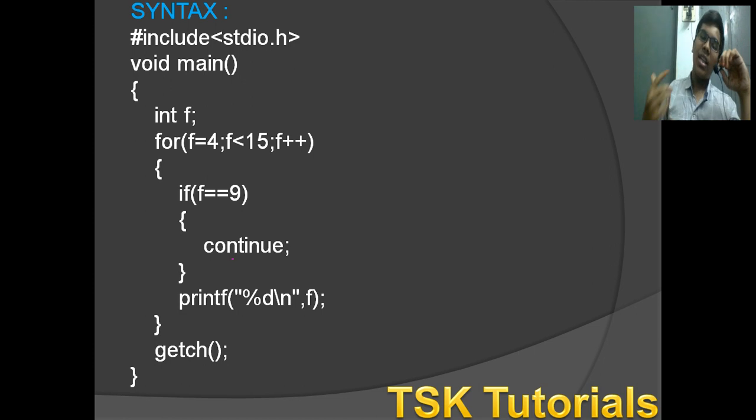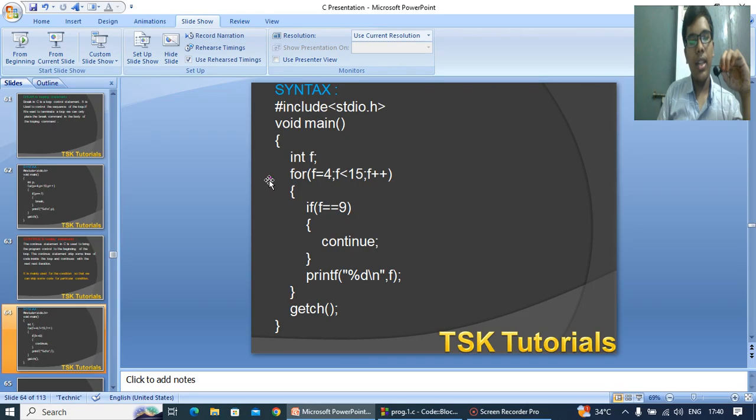You can give it as if f equal to 13, continue, and then you can give the statement as printf. Means whatever you have to eliminate, you can give all those in your code. I will show you. If f equal to 9, it has to continue, means it has to skip the code there and it has to continue the remaining code. Let's check this syntax.